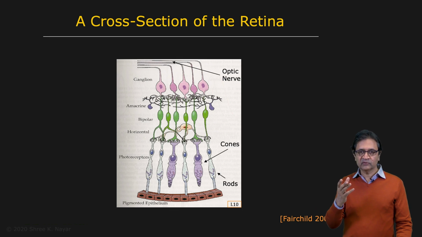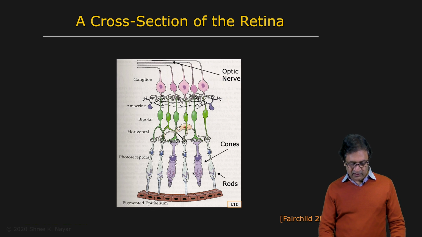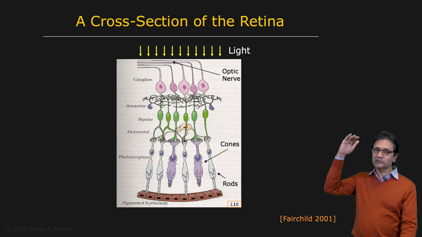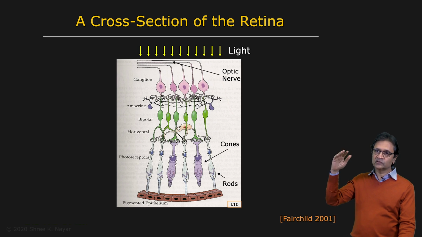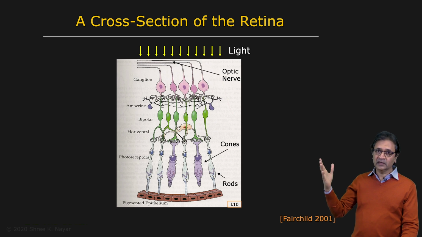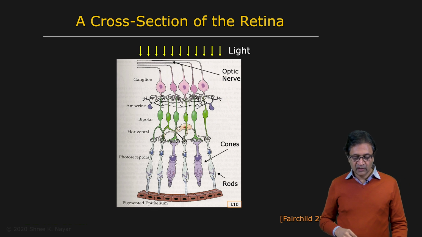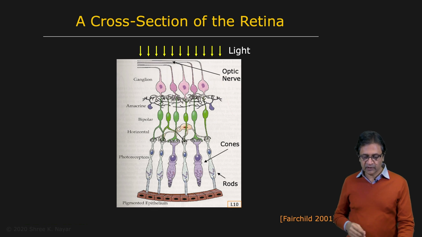So question for you, where is light coming from? Which direction is light coming from in this diagram? Well, you would assume that if the pixels are sitting here, light really should be coming from the bottom. It turns out that's not the case. Light is actually coming from the top and passing through the ganglion and bipolar cells to get to your rods and cones. Interesting fact, not exactly sure why nature decided to design the retina that way.